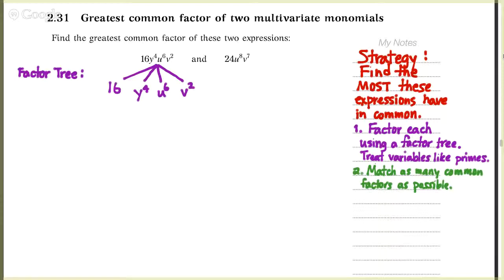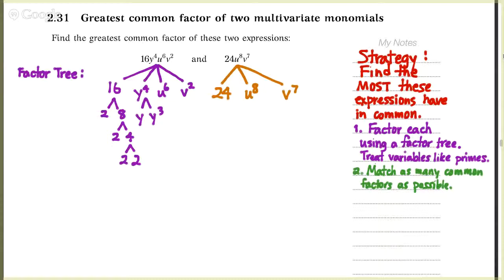Our first expression, 16y to the fourth u to the sixth v squared, we're going to start by separating the constant factor, the 16, from the variable factors, and separating the variable factors with different bases from one another. So I've got a 16, a y to the fourth, a u to the sixth, and v squared. Likewise with the second expression. And then for each of those factors that's at the end of these branches right now, we'll factor it. 16 is 2 times 8, and 8 is 2 times 4, and 4 is 2 times 2. So there is a complete factorization of the number 16. That's where all the arithmetic is going to happen in this problem.